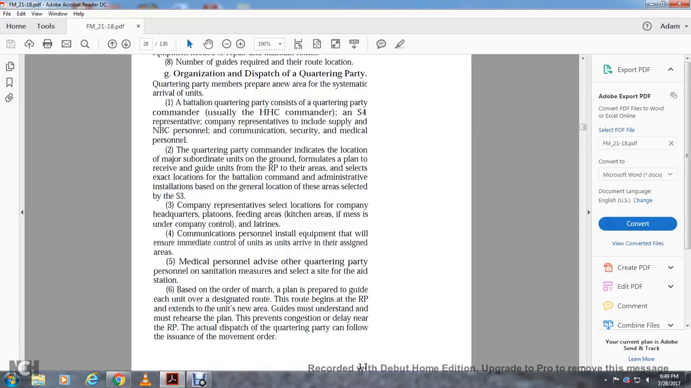The company representatives set the locations for the company headquarters, platoons, feeding areas, kitchens, messes, and latrines. Communication personnel install the equipment that will ensure immediate control of the units on arrival in the assigned area. The medical personnel should advise the other quartering party personnel on sanitation measures for the selected site of the aid station.